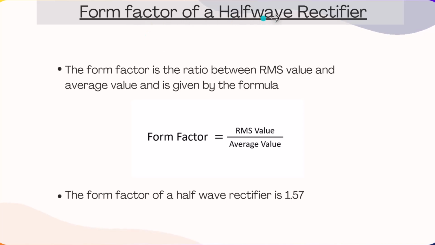What is the form factor of half-wave rectifier? The form factor is the ratio between RMS value and the average value and is given by the formula. Form factor is equal to RMS value by average value. Form factor of half-wave rectifier is 1.57.